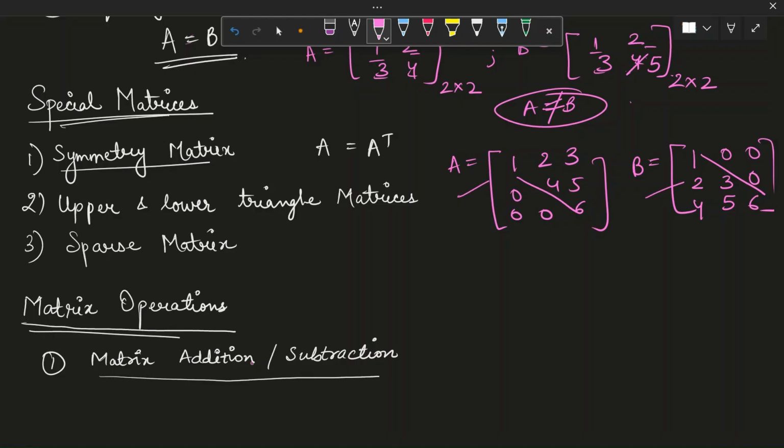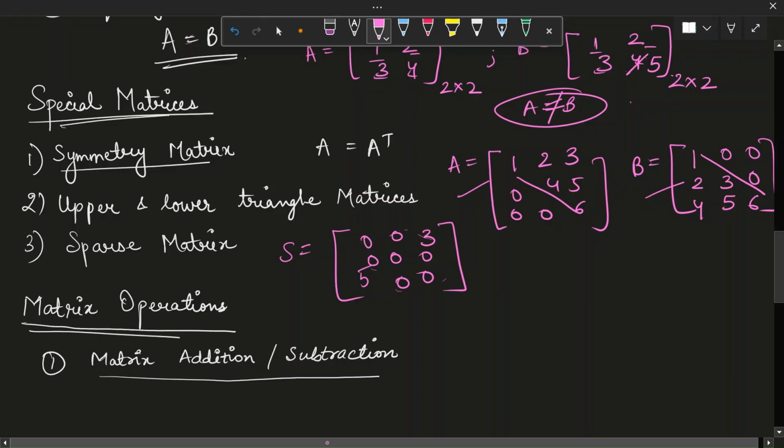Then we have the sparse matrix, a matrix with a significant number of 0 elements. Like the majority of the elements in this matrix are 0. Suppose we have these values. So the majority of elements in this matrix are 0. So this is a sparse matrix.